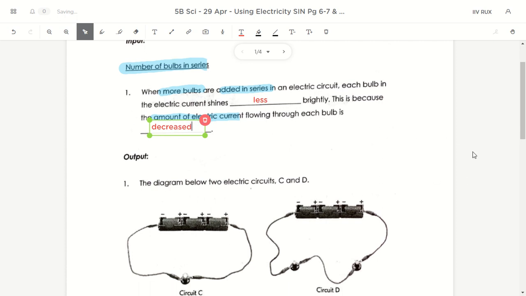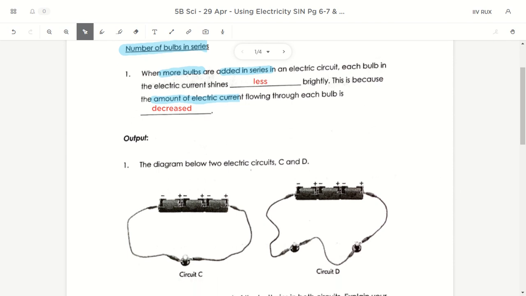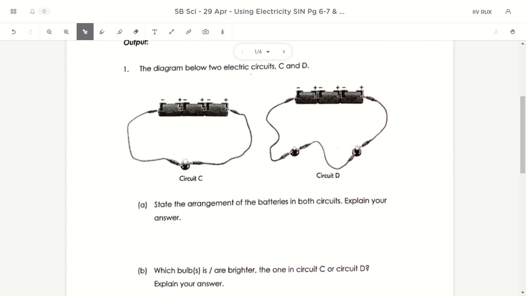Because in a sense the idea of sharing is there. When you have more bulbs connected in series, they are sharing the electric current. So each bulb has less electric current flowing through it. That's why it becomes less bright. So with this concept, let's look at the question below.